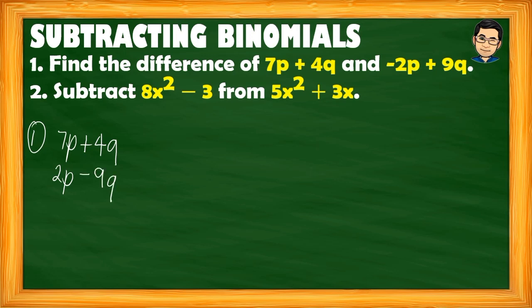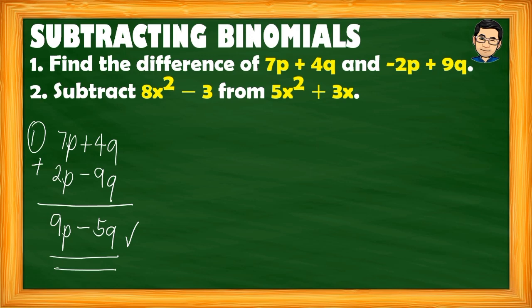And then instead of subtraction, it will become addition. So 7p plus 2p, that is 9p. 4q plus negative 9q, that is negative 5q. We follow the sign of the bigger value and then proceed to subtraction. So our final answer will be 9p minus 5q.